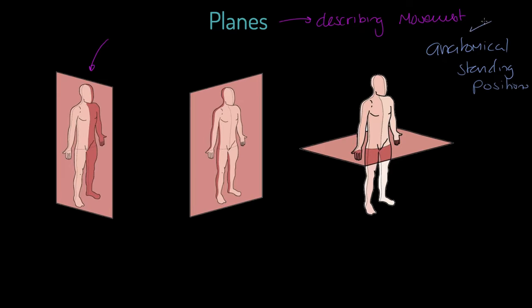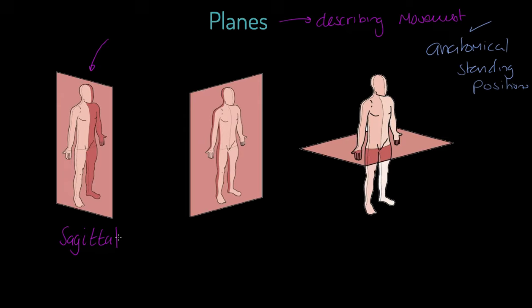And once we start to describe movement away from that anatomical standing position, we can describe that movement by which plane that movement is occurring along. So let's get into this by looking at an example. This here is what we refer to as the sagittal plane. Now notice, single G, double T. I cannot tell you how many times I've corrected that in students' writing. Please try and get it right if you can.